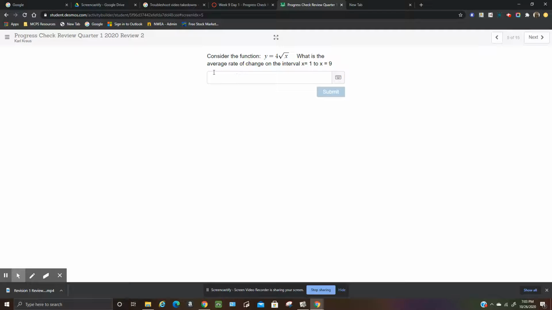What's the average rate of change here? So when x equals 1, y equals 4, and when x equals 9, y equals 12. So you have these two points, (1, 4) and (9, 12).